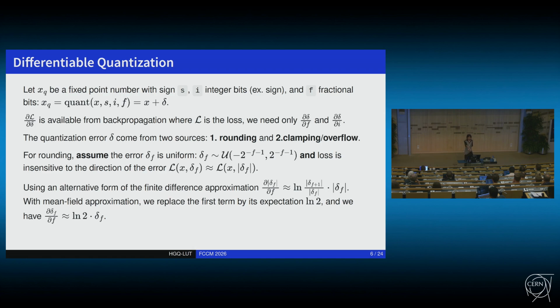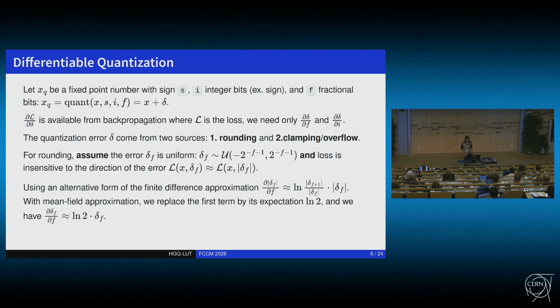So here, delta is induced by two parts. One is rounding, one is clamping or overflow. Overflow or clamping is handled separately, but for the number of fractional bits, we assume the quantization-induced error is a uniform distribution from basically minus 1/2 of the LSB to plus 1/2 of the LSB. And the loss is insensitive to the sign of this delta, so we assume the loss is the same if we move left or right in the quantization error. So basically, we are around the bottom of the loss landscape.